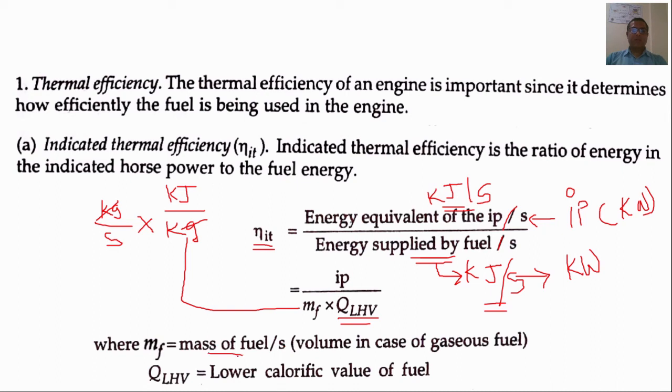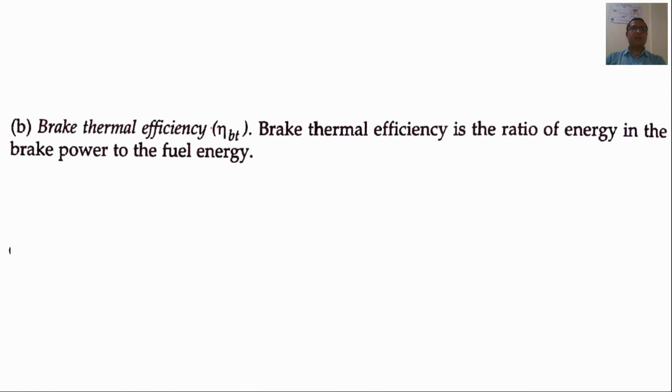So mass of fuel per second, volume now in case of gaseous fuel, suppose we are using CNG, LPG, then in that case we have to use volume in place of mass. In QLHV, it is represented as lower calorific value of fuel. So this is the meaning of indicated thermal efficiency. Now, second is break thermal efficiency, eta BT.